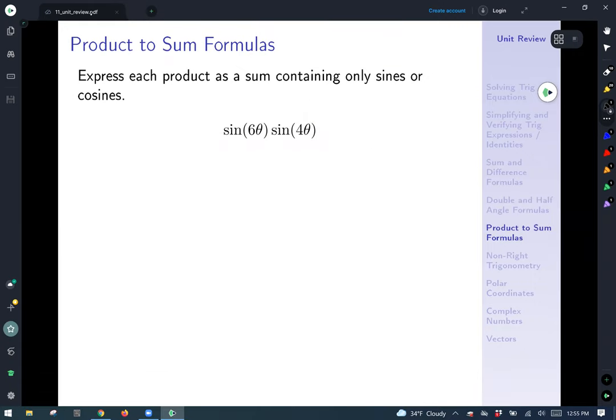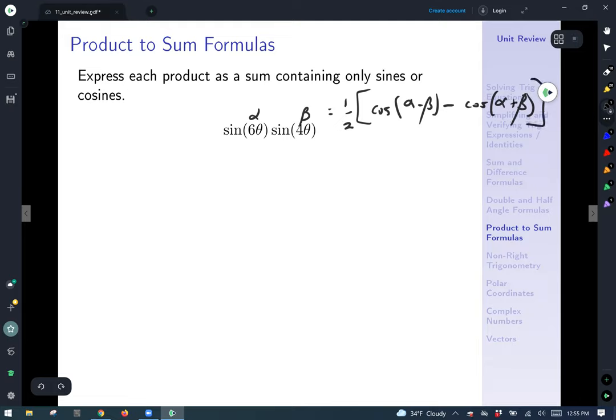What could we do here? Product to sum formula. It says express this as a thing with only sines or cosines. So we look this thing up, and if we treat 6 theta as alpha and 4 theta as beta, then this looks like the formula 1/2 cosine of alpha minus beta minus cosine of alpha plus beta. Depending on the combination of sine and cosine, maybe the formula is a little different. They each have their own formula, but this one fits that format and it becomes a game of filling in the blanks.